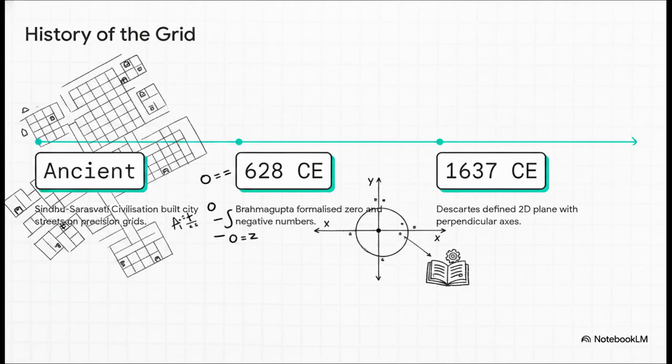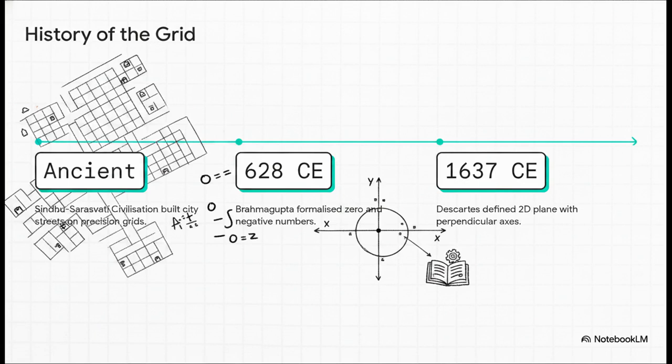Thousands of years ago, the Sindhu-Saraswati civilization actually built their city streets on a precise north-south, east-west grid, spaced about 10 meters apart. Fast forward to around 628 CE, and the brilliant mathematician Brahmagupta formalized the concepts of zero and negative numbers, which, as we'll see, are totally essential for our grids.